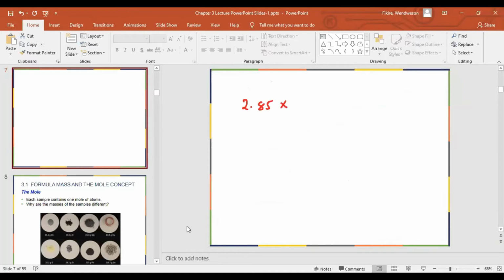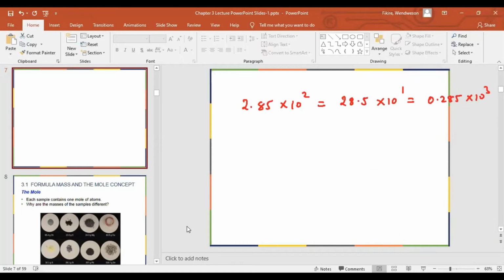2.85 times 10 to the power of 2, right? This is just a number, like exponential notation. You have 2.85 times 10 to the power of 2. It's the same as 28.5 times 10 to the power of 1, or this is also the same as 0.285 times 10 to the power of 3.